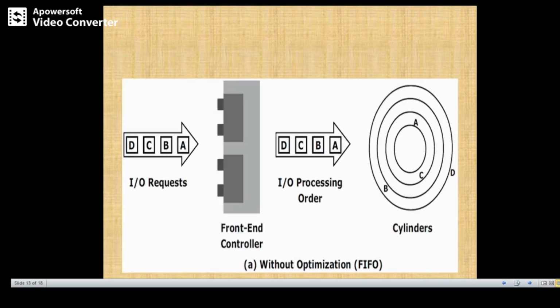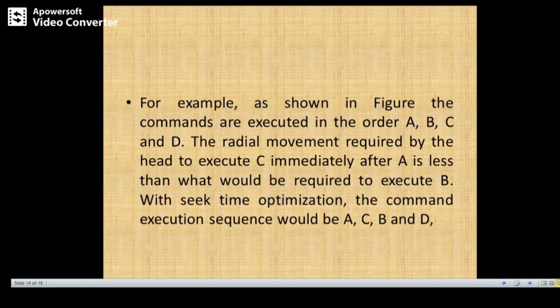For example, in the diagram, if you are using seek time optimization, after executing A, I may need to execute C. The I/O requests arrive in the same order, A, B, C, D, but while processing with the optimization concept, we can observe that after A, C is executed, then B, then D. So the actual commands in the queue are A, B, C, D, but while executing we used the optimization concept and executed A, C, B, D. This is an example of that.